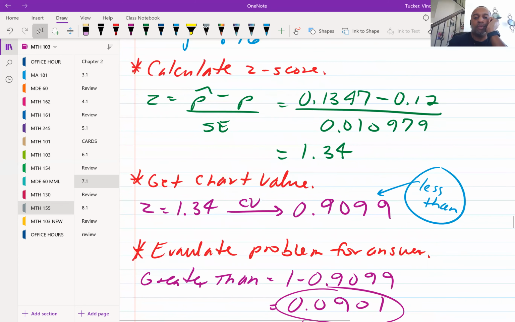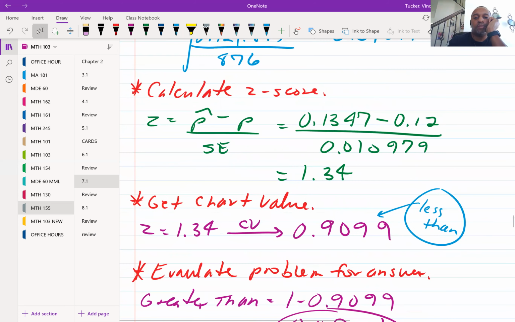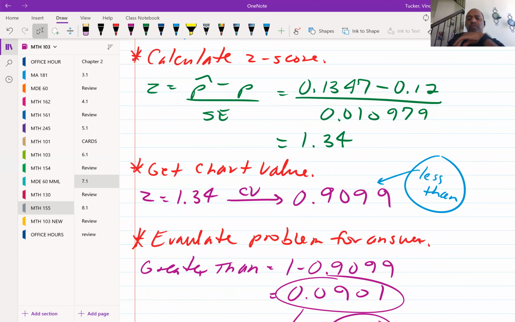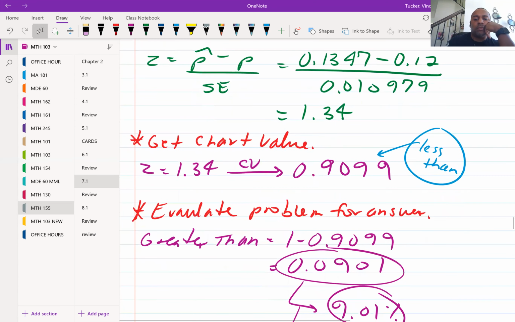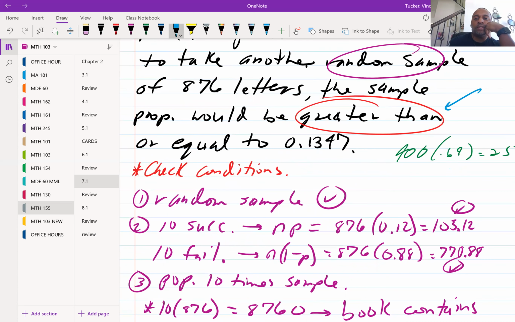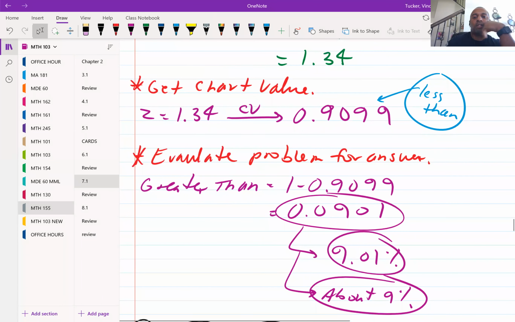All right, everybody good before we go to the next step? Evaluating for the answer. Okay. So don't forget, chart value always gives you less than. And so if we want to know greater than, because that's what they ask us, going back to the problem, we have to subtract that from 1. And that'll give us 0.0901, which could be 9.01% or about 9%.